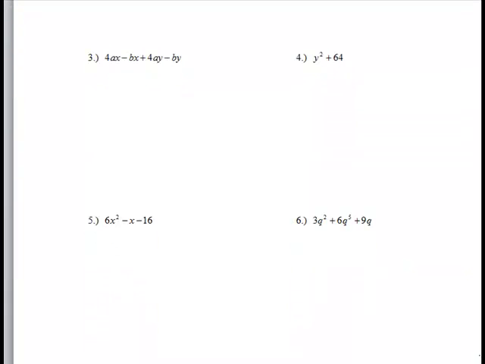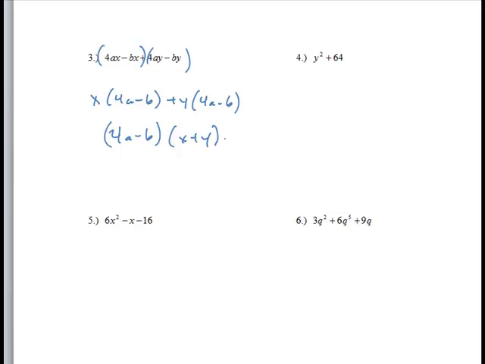Example 3. Basically it's in standard form. We do not have a greatest common factor. So count the number of terms: 4 terms. Factor using the grouping method. The first set of parentheses, factor out an x, we're left with 4a minus b. The next set of parentheses, factor out a y, we're left with 4a minus b. So 4a minus b, factor out that common factor, what we're left with then is x plus y.